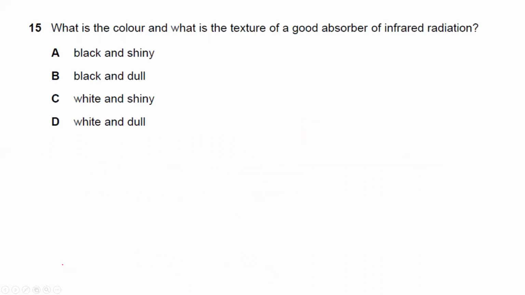Next question. What is the color and texture of a good absorber of infrared radiation? So for a good absorber, color is black, texture dull surface. Shiny surfaces are good reflectors, white surfaces are bad absorbers. So dull and black. Answer B is the right choice we have.